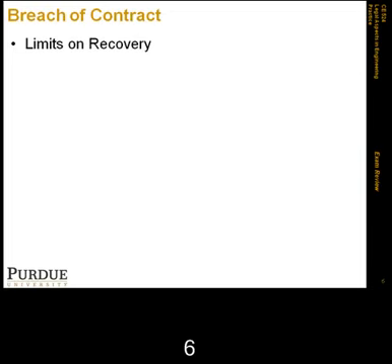Another important limit on recovery is what we call certainty, and in this case the claimant has to prove the extent of the loss with reasonable certainty. You can't be wavering there.